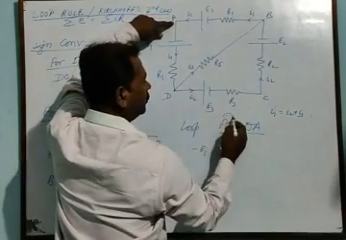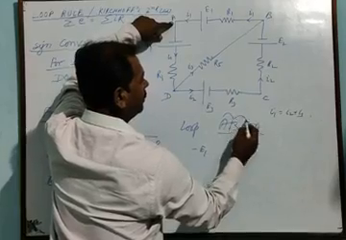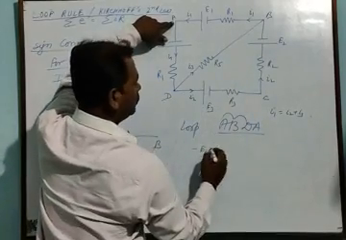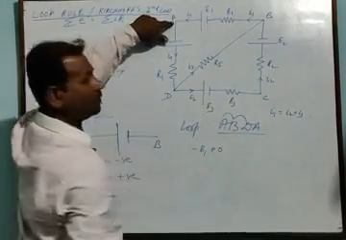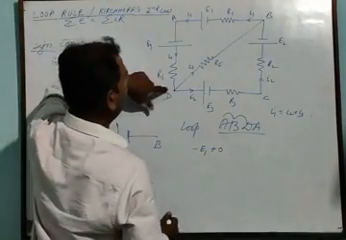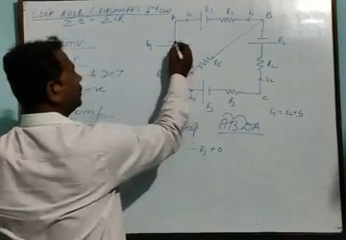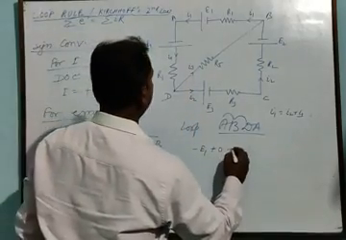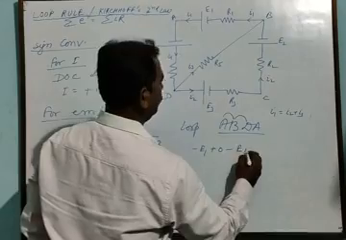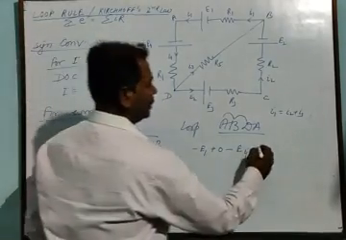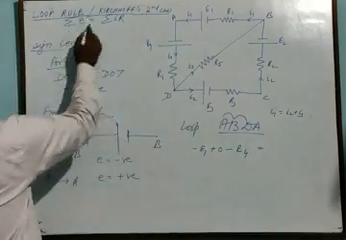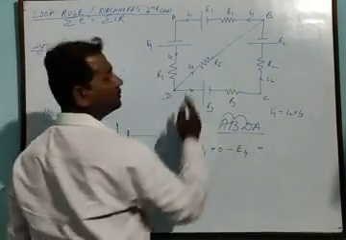Now I have gone to B. Now B to D. B to D, there is no cell. So no EMF is there. Now we are going from D to A. Again I am crossing through the negative terminal. So that will be E4. That is the net EMF I have taken in that loop.